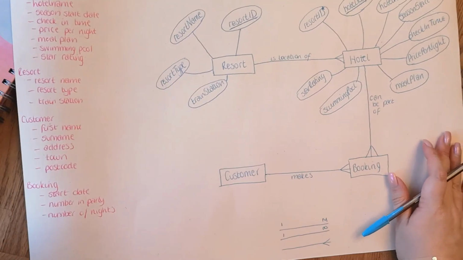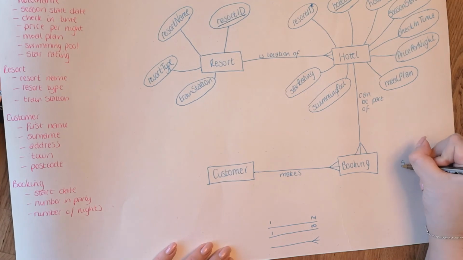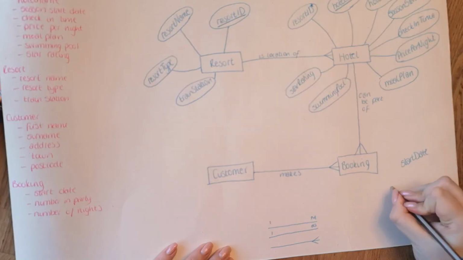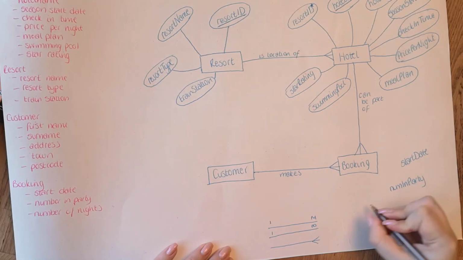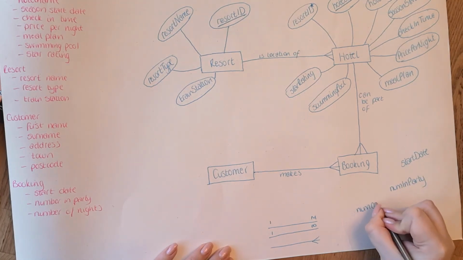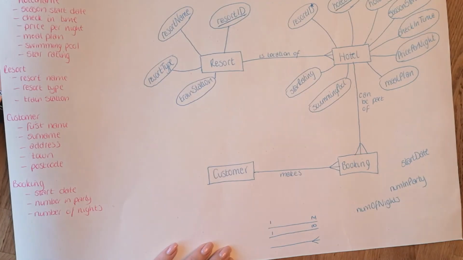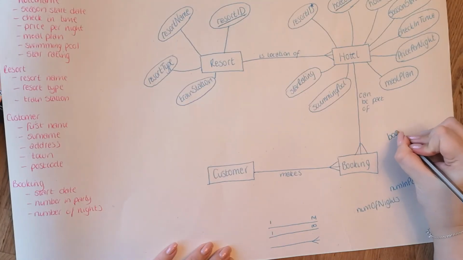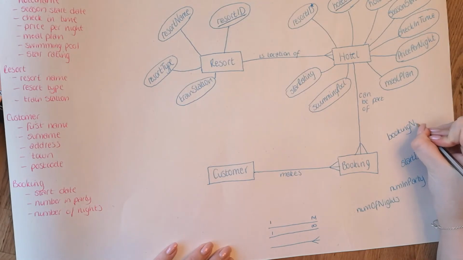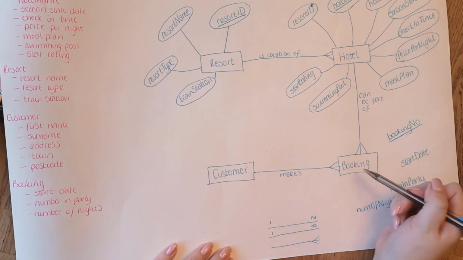Okay, then we go to booking. Thankfully it's a little bit smaller, so let's pop in the 3 we know. Start date. I'm just going to make mine a bit shorter. In party, num of nights, and then we're going to need a booking ID of some kind. Let's call it a booking number, booking no. That's our primary key. And then we're going to need 2 foreign keys to link to hotel and customer.